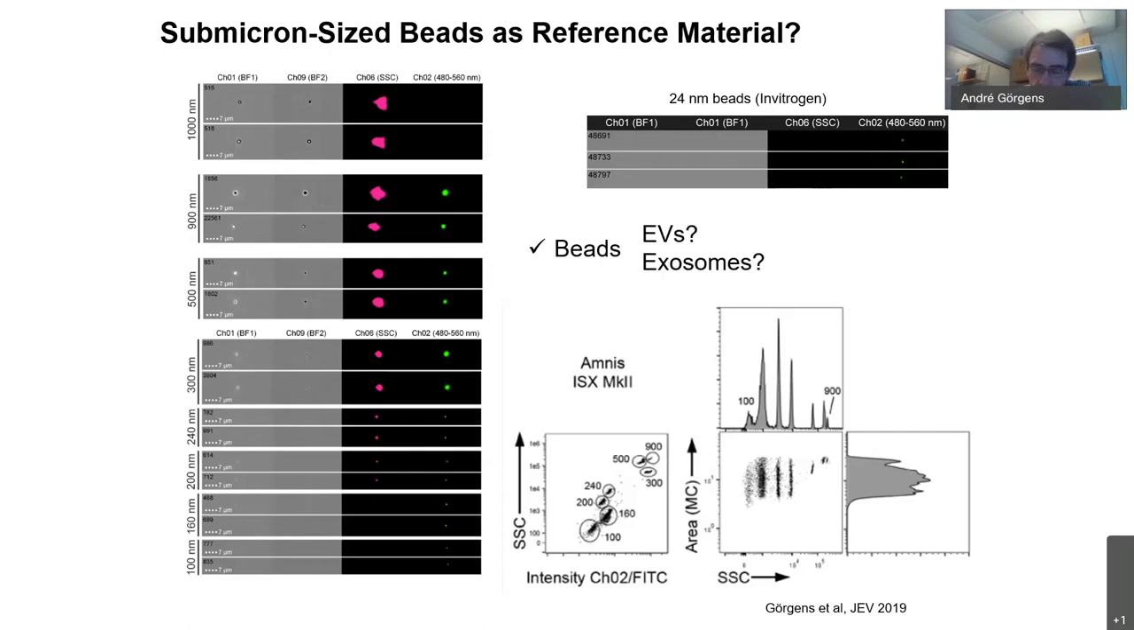But of course, if we want to analyze EVs, or even EVs in the size range of exosomes, we have to be sure that we use different reference materials. From this data, we can't conclude that we can analyze EVs in the size range of an exosome. EVs are scattering light much differently and much less than polystyrene beads, so it's supposed to be much more difficult.